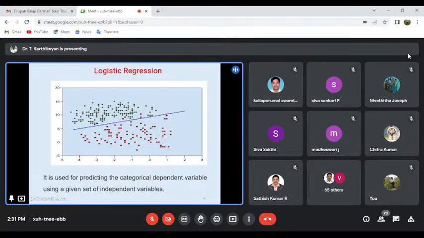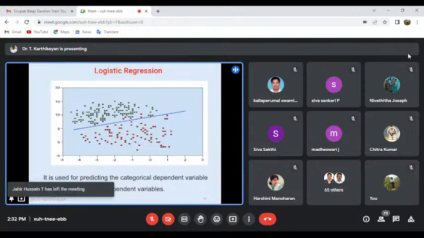See, the next one we are saying is logistic regression. It is used for predicting the categorical dependent variable using the given set of independent variables. This diagram shows the distribution of data points in the XY plane. It's nothing but a vertical and horizontal plane. From this diagram, we can visually inspect the separation of red dots from the green dots. We may draw a boundary line to separate out these dots.